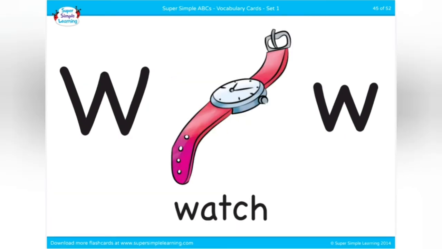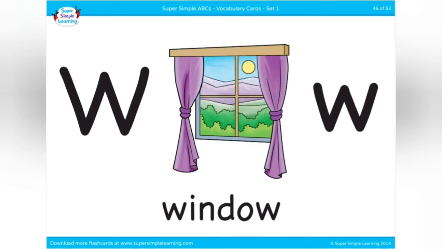Next is W. W. The sound of W is W. W watch. W window.